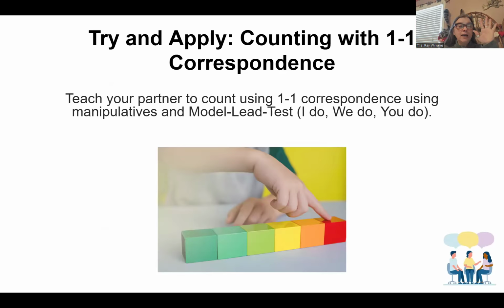Miss Ty, count how many cats we have. One, two, three, four, five. All right, are you ready? We're going to do it together. Ready? Count how many cats we have. One, two, three, four, five. All right, now it's your turn. You're going to do it all by yourself. Are you ready? How many cats do we have?